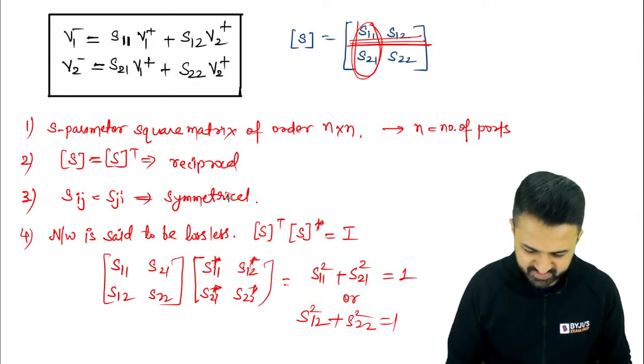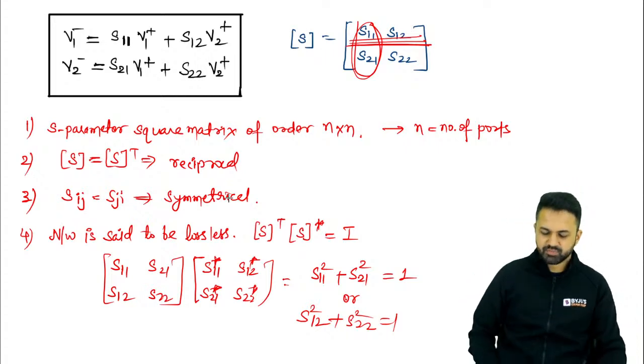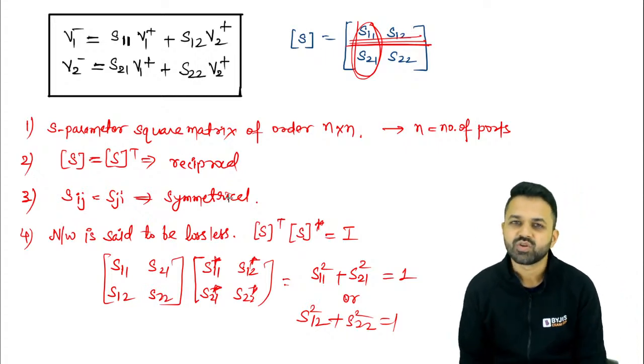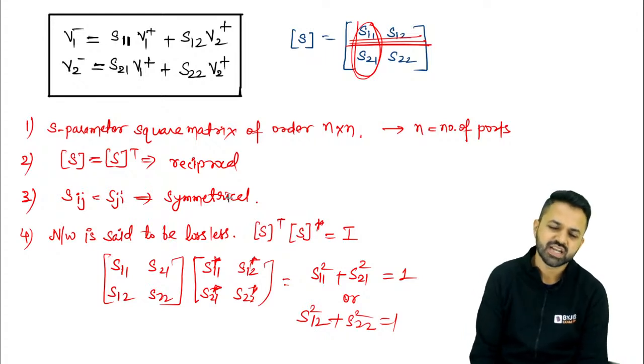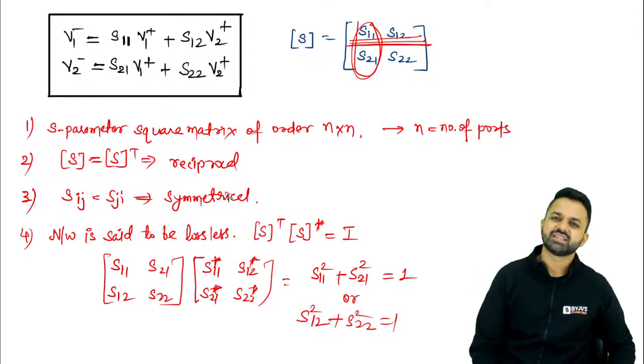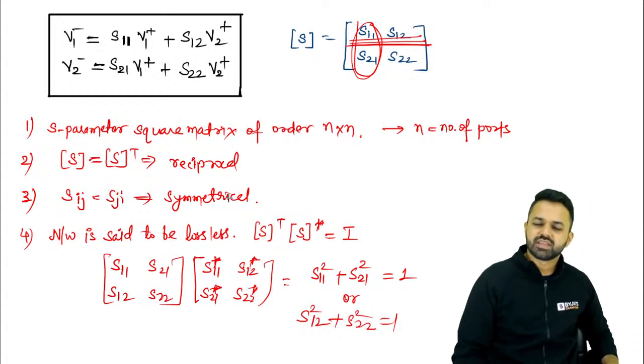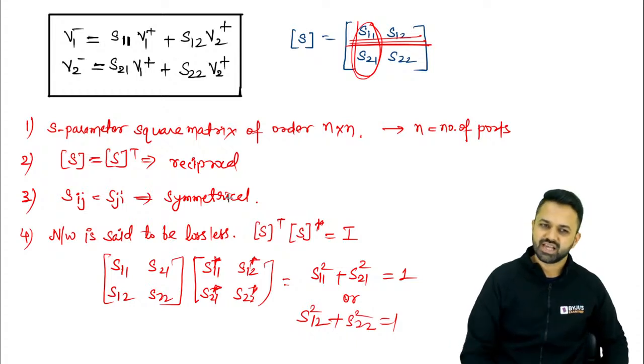And there are many things, but because time is not permitting, I am not able to discuss them. How do you calculate the S parameter for the series and the shunt element? We will do that in the marathon session when we will be having the marathon session in the next month. Then we will discuss more about this S matrix.